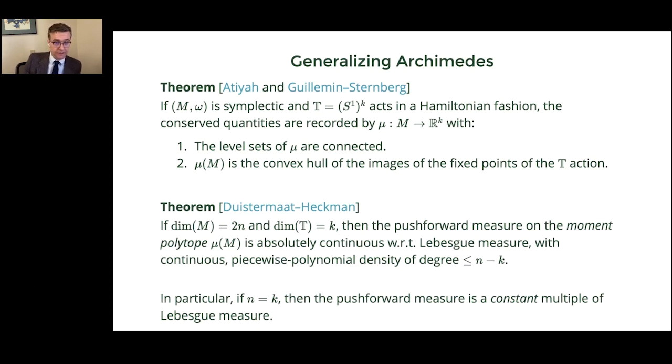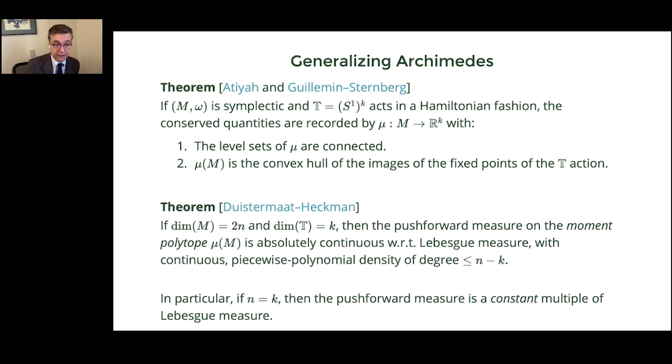And something kind of amazing happens. The push forward measure is first absolutely continuous with respect to the Lebesgue measure. So it has a density with respect to the Lebesgue measure, and that density is continuous and piecewise polynomial, and the degree is bounded above by the difference between n and k. So here n is half the dimension of the manifold, k is the dimension of the torus.